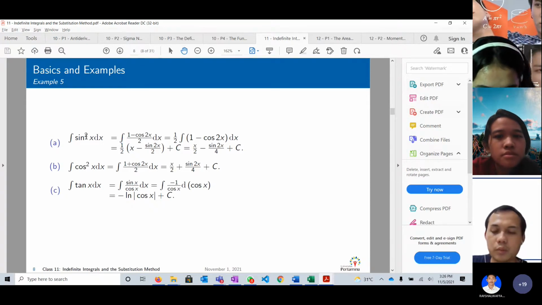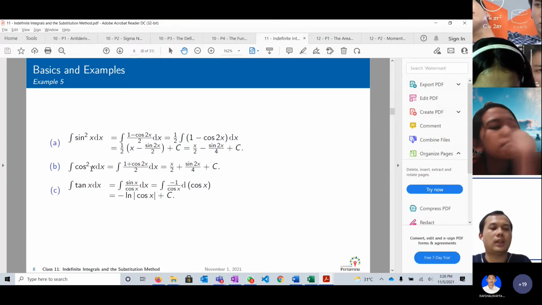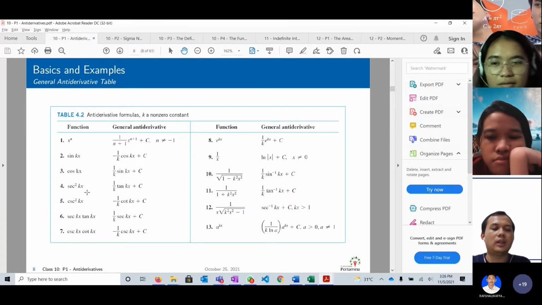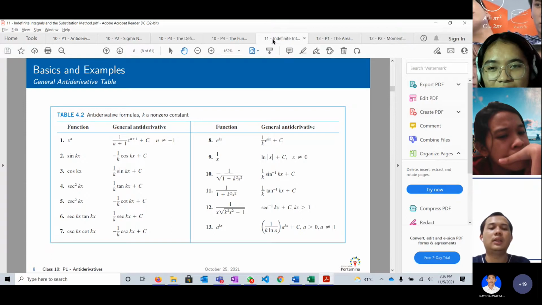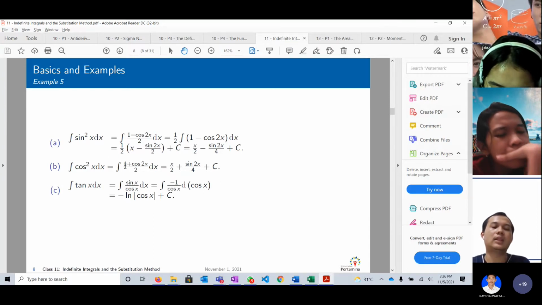Jadi kalau punya trigonometri kuadrat, karena di tabel yang kita punya di sini kita tidak punya integral untuk sinus dan cosinus dari bentuk kuadratnya, maka kita ubah menjadi bentuk seperti ini, ya. Jadi kalau bisa kuadratnya hilang. Pangkatnya harus hilang. Gimana caranya? Ya kita ubah seperti itu, baru kita integralkan.